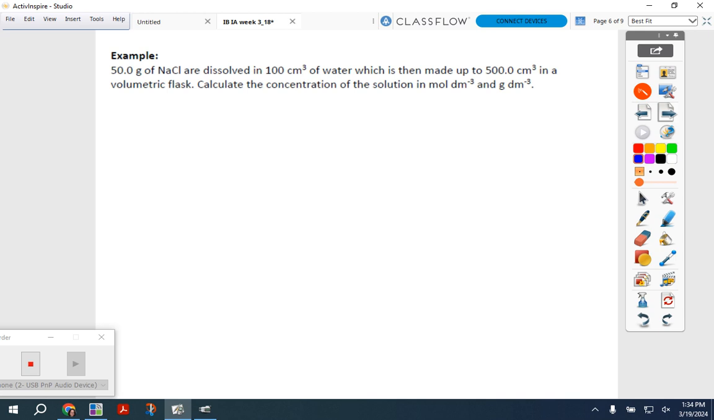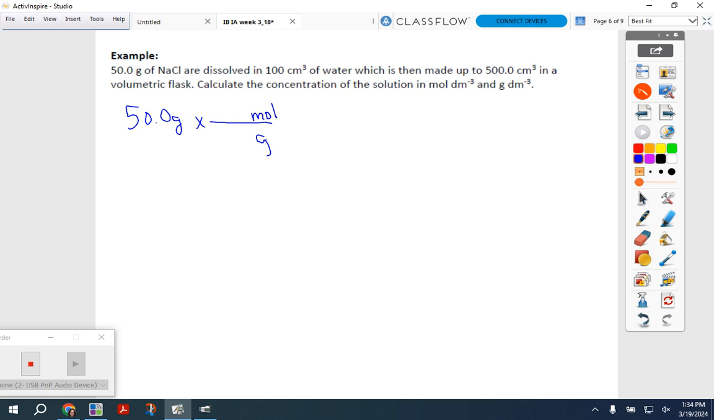Okay? So how would we get moles per decimeter cubed? What would be our first step? I have 50.0 grams of sodium chloride. Convert the grams to moles, exactly. So 50.0 grams. I don't want grams, because on the bottom, I want moles.